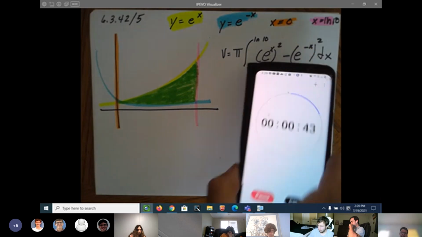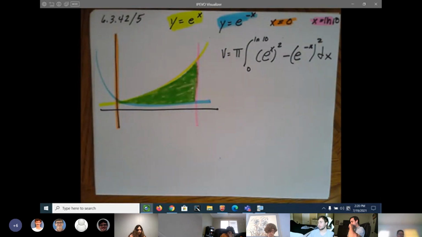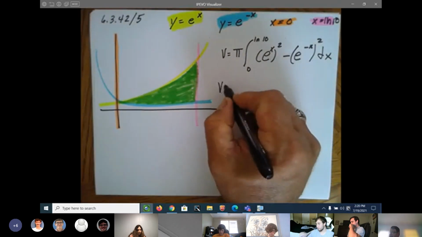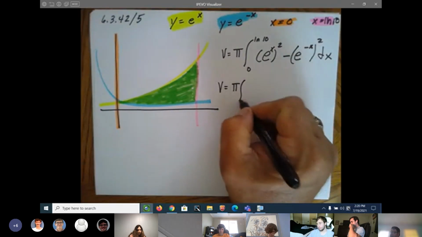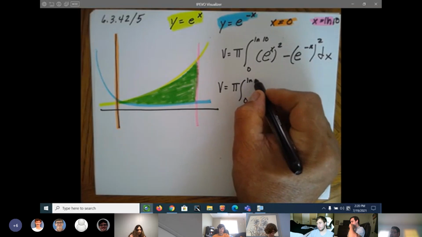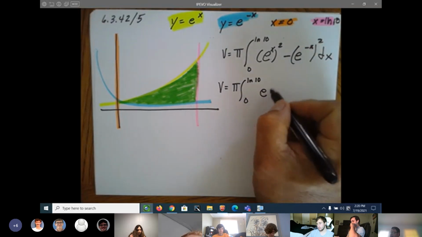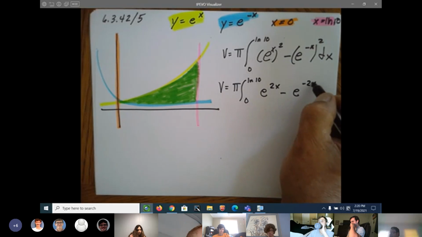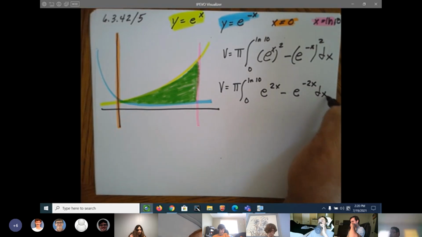Okay, 45 seconds. That's good. All right. So that's going to be V is equal to pi, integral from 0 to natural log of 10 of e to the 2x minus e to the negative 2x dx.